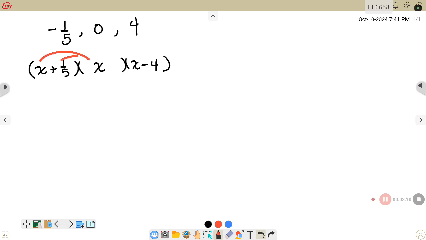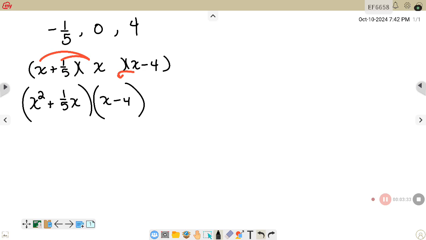So multiplying these first two factors, I've got x times x, which will give me x squared. Then I've got 1/5 times x, which gives me 1/5 x. So that took care of multiplying the first two together. So I'll bring down this last one, x minus 4, and multiply these.